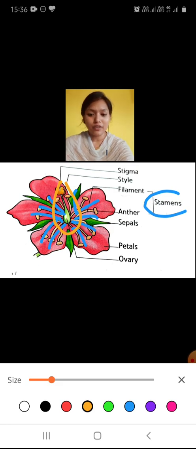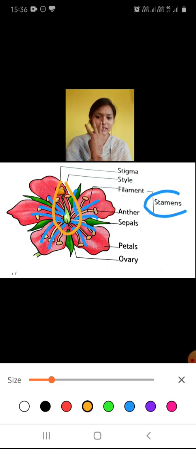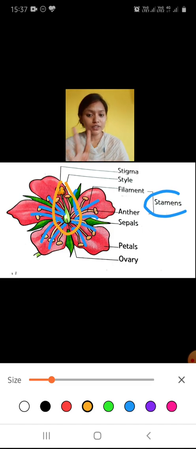It has 3 parts. So this is all about the flower. A flower has 4 parts. First one is the sepal. Sepal is the outermost covering of the flower, present at the base of the flower, that protects the flower. After that, petals are there, then stamen, and then the next one is the pistil. So there are 4 main parts of the flower.